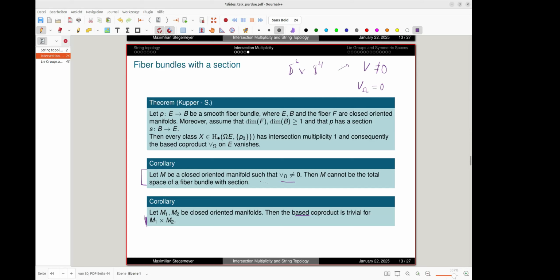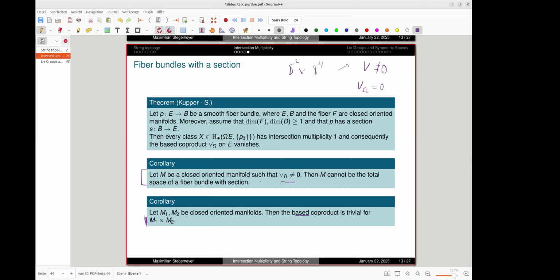All right, then I guess I have like 20 minutes left, so I can still talk now a bit more about the more geometric situation. So eventually, I want to come to Lie groups and also talk about symmetric spaces. Now, how can we understand the free loop space of these manifolds?